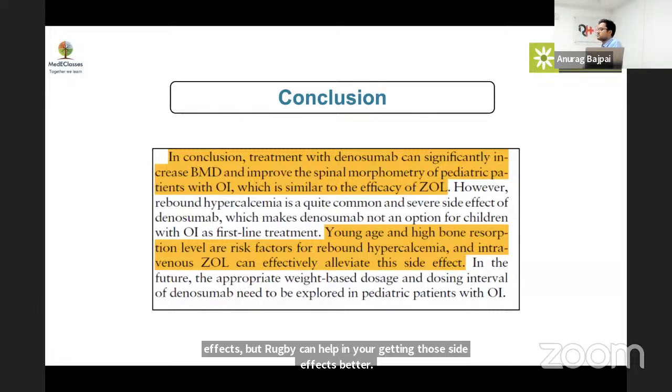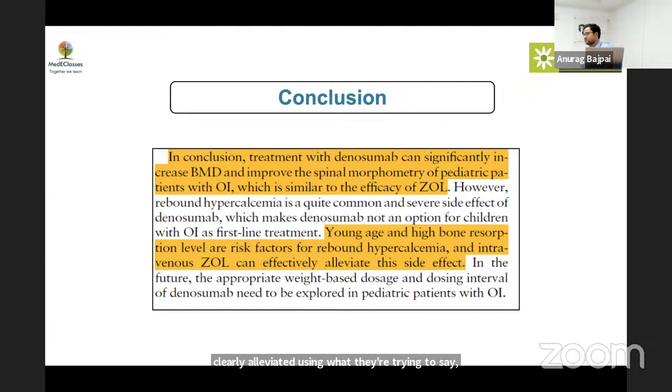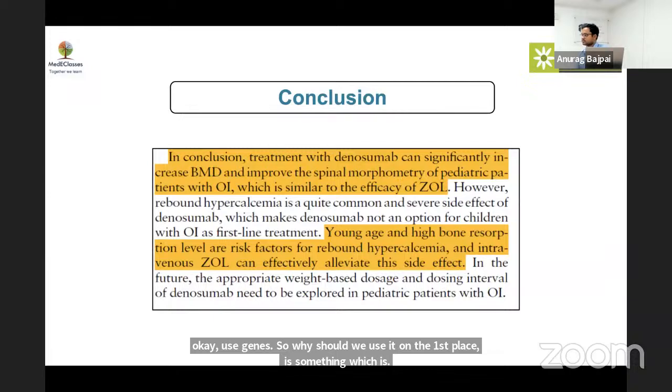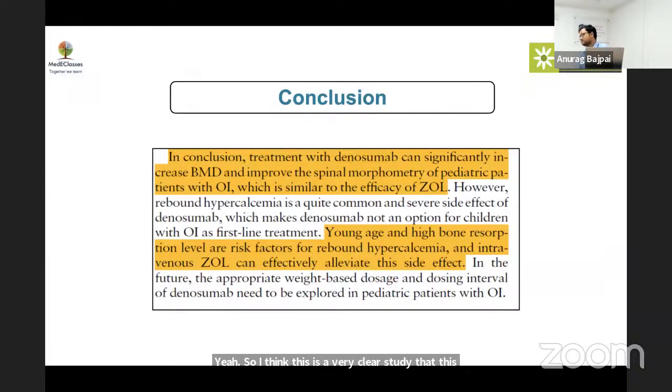So clearly they are saying it can be alleviated using zoledronic acid. What they're trying to say is, use denosumab, but if you have hypercalcemia, use zoledronic acid. So why should we use it in the first place is something which is clear. I think this is a very clear study, a new way of thinking. The drug has been developed, and now they're trying to find its indications.